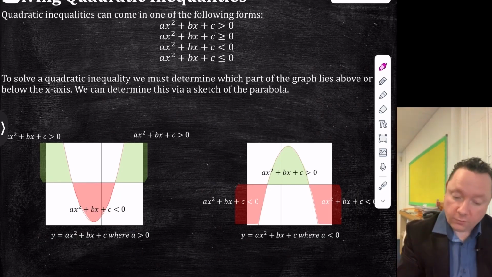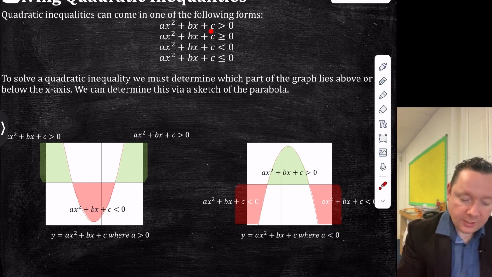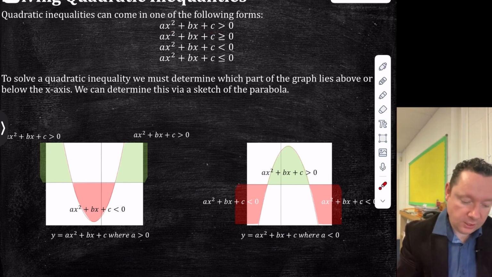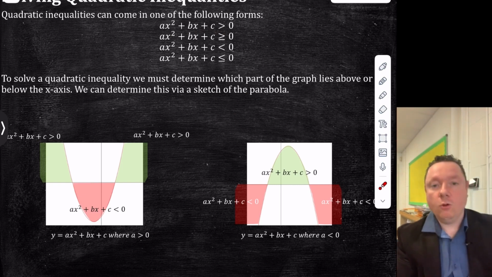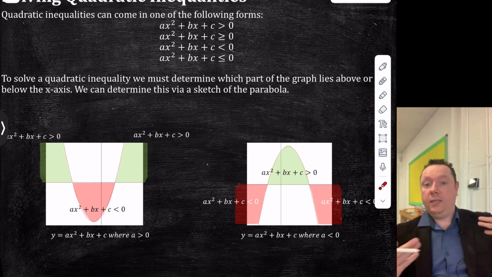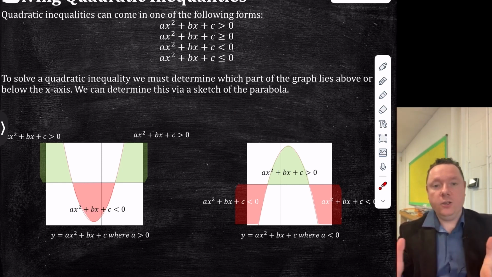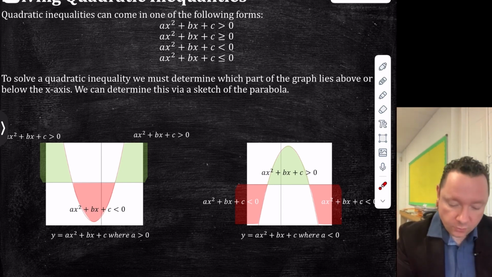Inequality can take one of these forms that I've already written down. It's either going to be the quadratic greater than 0, greater than or equal to 0, less than 0, or less than or equal to 0. And solving a quadratic inequality is a bit like solving a quadratic equation, except there's a little bit of an issue where if we just find the roots, we don't know whether it is greater than or less than these roots. So there is a little bit of a method.